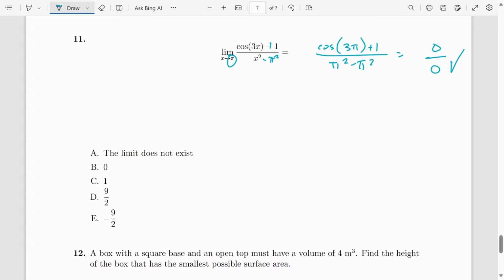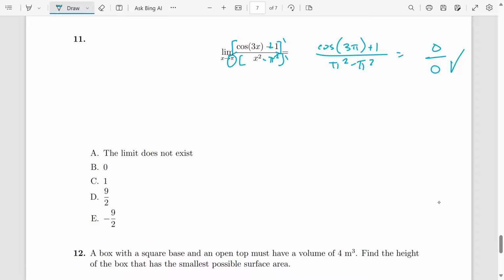So because we have that, we can do L'Hopital's rule, which states that we can just take the derivatives of both the top and the bottom, and our limit won't change. And usually after you do that, you can go ahead and plug in your value that x is approaching, and you'll get an actual answer.